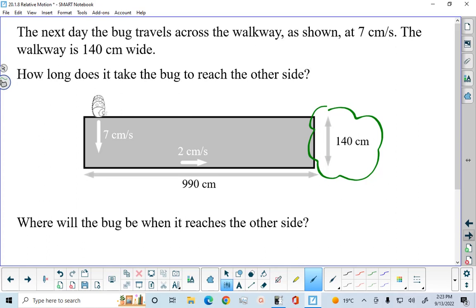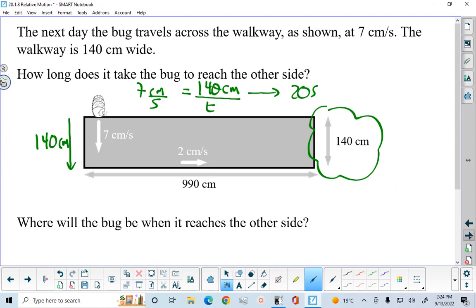Well, the bug doesn't know that the walkway is moving to the right. The bottom line is the bug is going to move at 7 centimeters per second, and this displacement is 140 centimeters, so we can simply use those two quantities. Speed equals distance over time, so we can take the 7 centimeters per second, and we can set that equal to 140 centimeters over the time. Solve that for the time, and you're going to get 20 seconds.